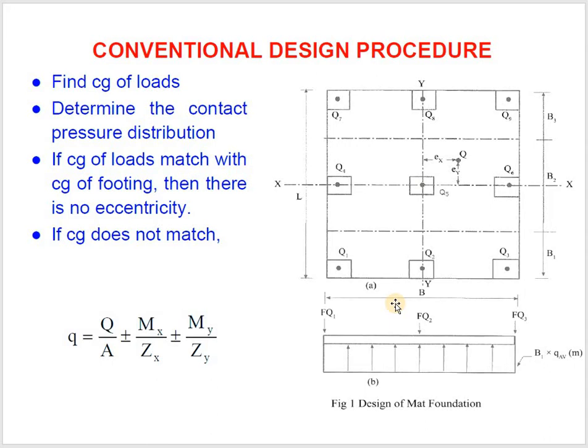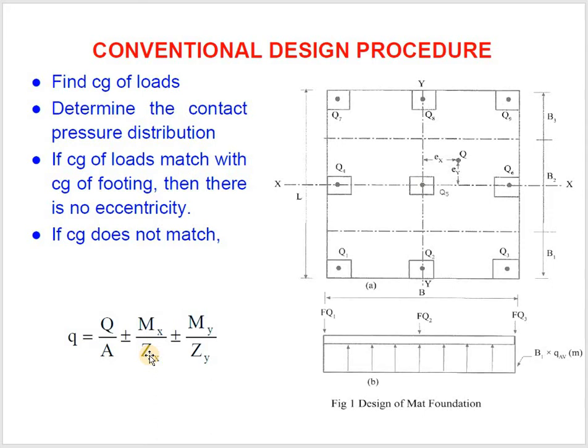But if the CG of loads does not match with the CG of the footing, that means there are eccentricities. In that case, you have to use this equation to find the pressure due to this mat foundation, that is q = Q/A ± Mx/Zx ± My/Zy. That means I will elaborate this.